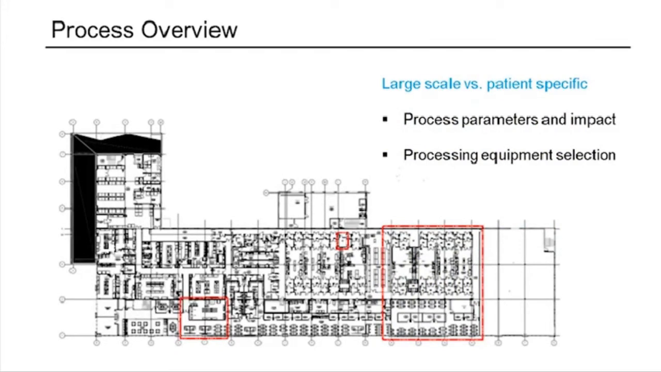When we talk about these processes, the biggest differentiator between patient-specific and large-scale is that the scale of those operations really dictates how the facility is laid out and how it flows. There are almost completely different considerations taken for small individual scale production versus large scalable production. And then certainly process parameters can have large varying effects on that also.